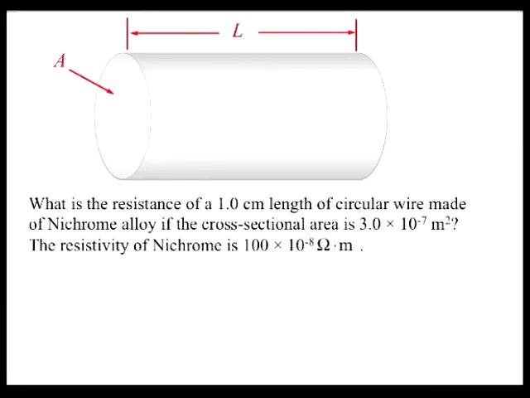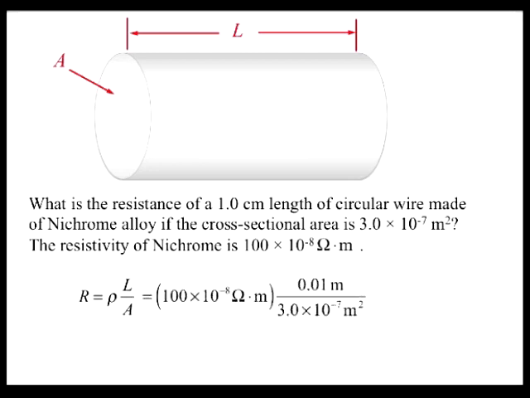For example, what is the resistance of a 1.0 centimeter length of circular cross-section wire made of nichrome alloy if the cross-sectional area of the wire is 3.0 times 10 to the negative 7 meters squared? We're given that the resistivity of nichrome alloy is 100 times 10 to the negative 8 ohm meters. We start with the relation R equals rho times L divided by A. This is equal to 100 times 10 to the negative 8 ohm meters times 0.01 meters divided by 3.0 times 10 to the negative 7 meters squared. This is equal to 0.03 ohms.